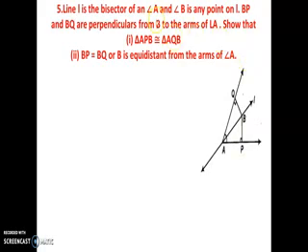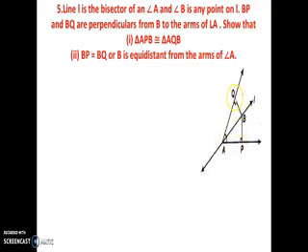Now, also they have given that BP and BQ are perpendiculars from B to the arms of angle A. So BP and BQ are the perpendiculars from B to the arms of angle A. Yes, AP and AQ are the arms of this angle A. BP and BQ are the perpendiculars to these arms.